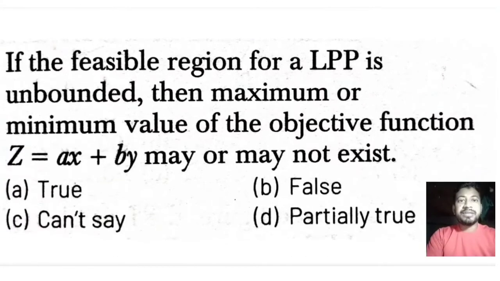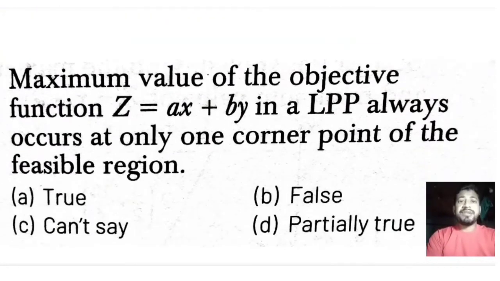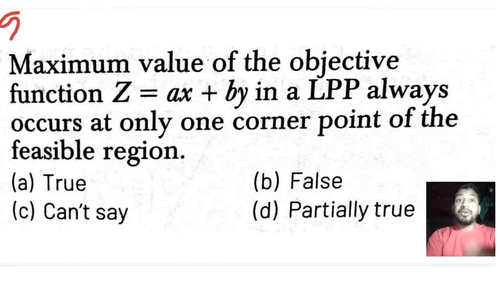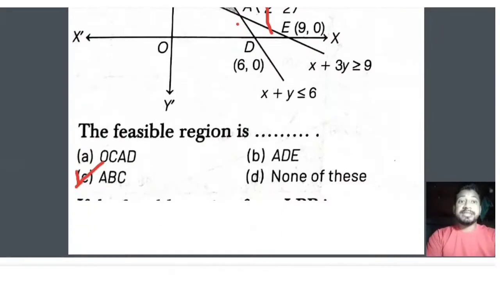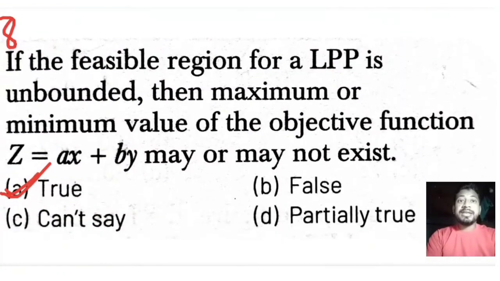Now goes to question number 8. Here is question number 8. If the feasible region for an LPP is unbounded, then the maximum or minimum value of the objective function z = ax + by may or may not exist. Yes, it may or may not exist. It can exist or not. So it's true. This is also a theoretical question, and please remember this question's answer.